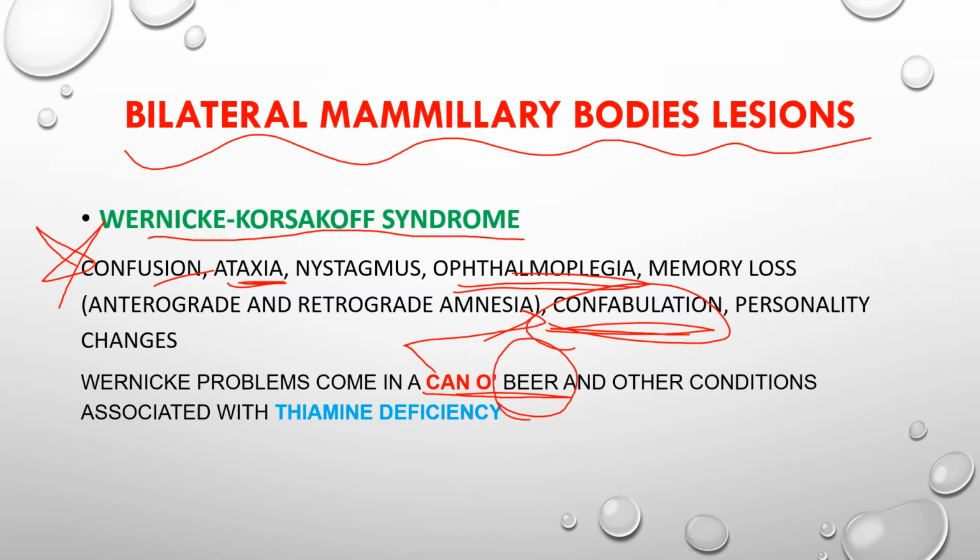And what does the BEER mean? That it is mostly seen in the patients of alcohol intake. So mostly the alcoholic individuals suffer from Wernicke-Korsakoff syndrome, and these are also associated with other conditions like thiamine deficiency, that is vitamin B1 deficiency.